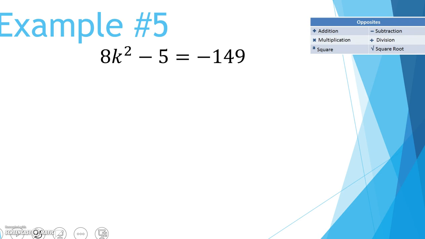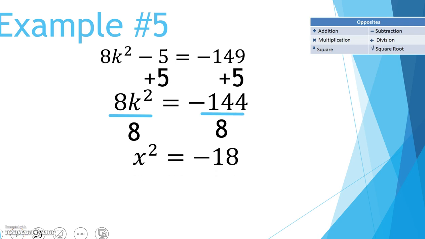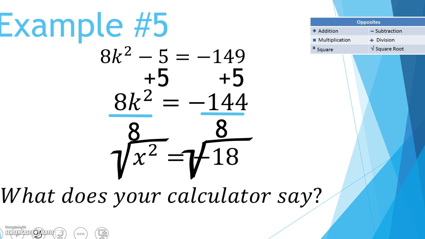Alright, last example, 8k squared minus 5 equals negative 149. So the first thing we're going to do is add 5 to both sides. So that'll leave us with 8k squared equals negative 144. Then we'll divide by 8 to get that k squared by itself. And we're left with k squared equals negative 18. Now that we have the k squared, we'll take the square root on both sides. And we'll type the square root of negative 18 into your calculator. And when you do that, it's going to give you an error message.